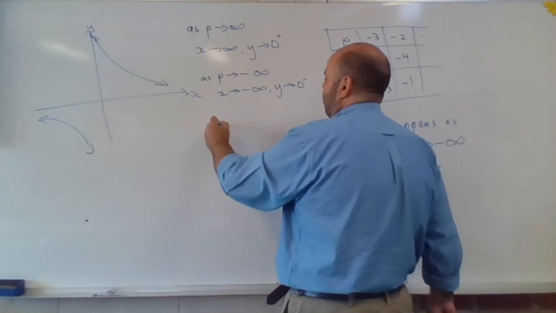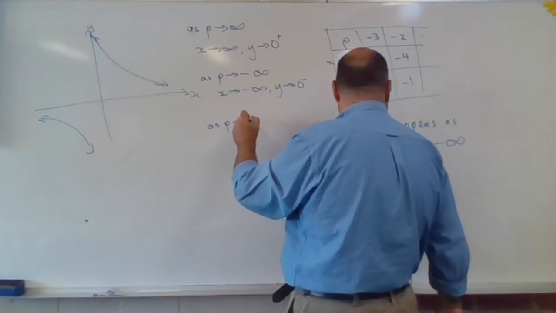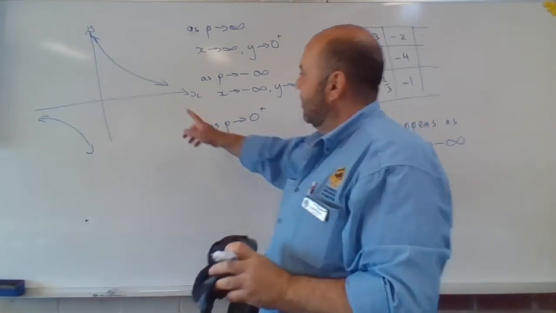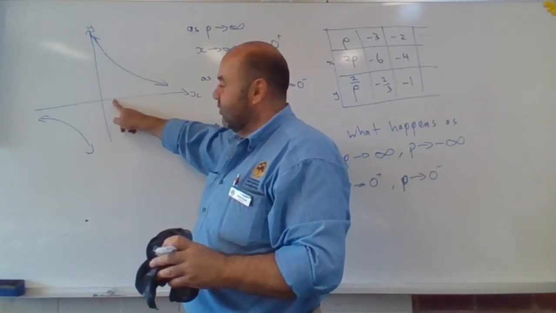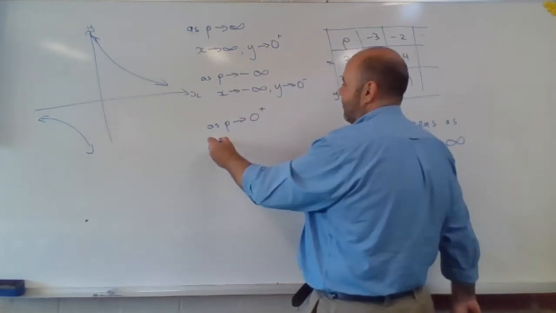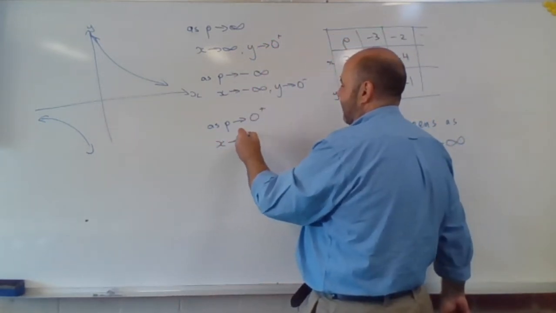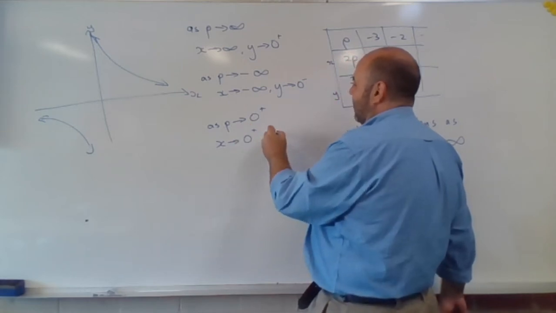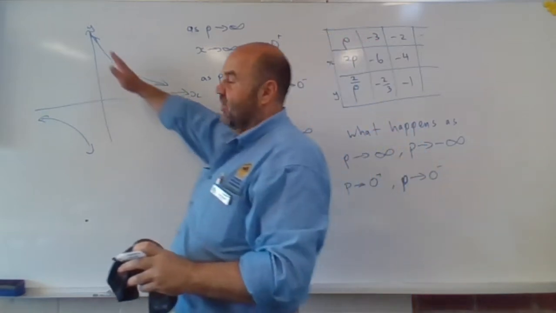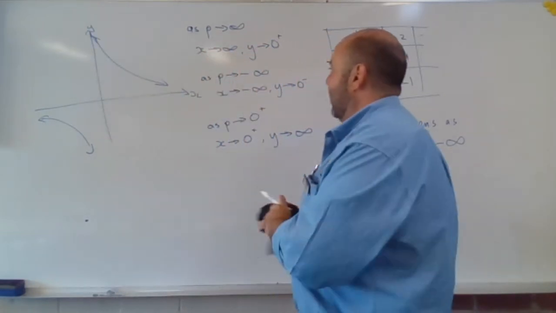As P approaches 0 from above, in other words, as these values get smaller and smaller on the positive side, well, then X approaches 0 from above, and Y approaches infinity. Y gets bigger and bigger. Okay.